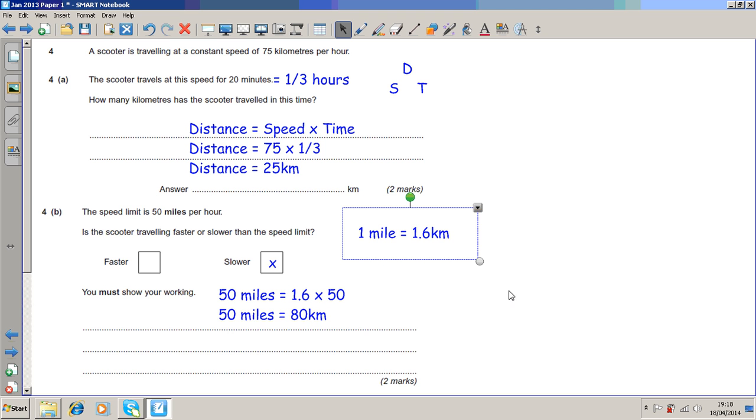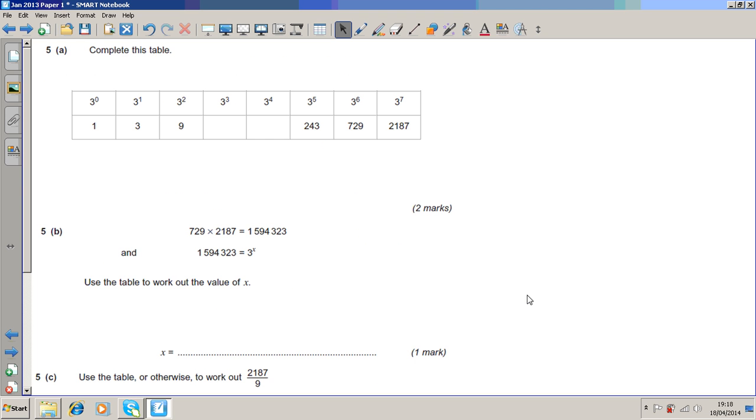Okay, do need to know this though. That's not going to be given, so you need to know that one. 1 mile is approximately 1.6 kilometres. Number 5, complete this table.